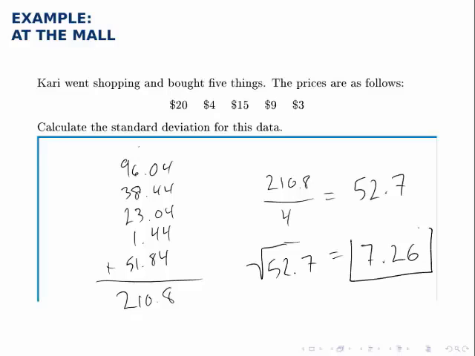So the standard deviation of this data set is 7.26, or the distance that a typical data point is from the center. Again, this example mostly illustrates why we don't calculate the standard deviation by hand usually. Even for a small data set, it gets pretty tedious.